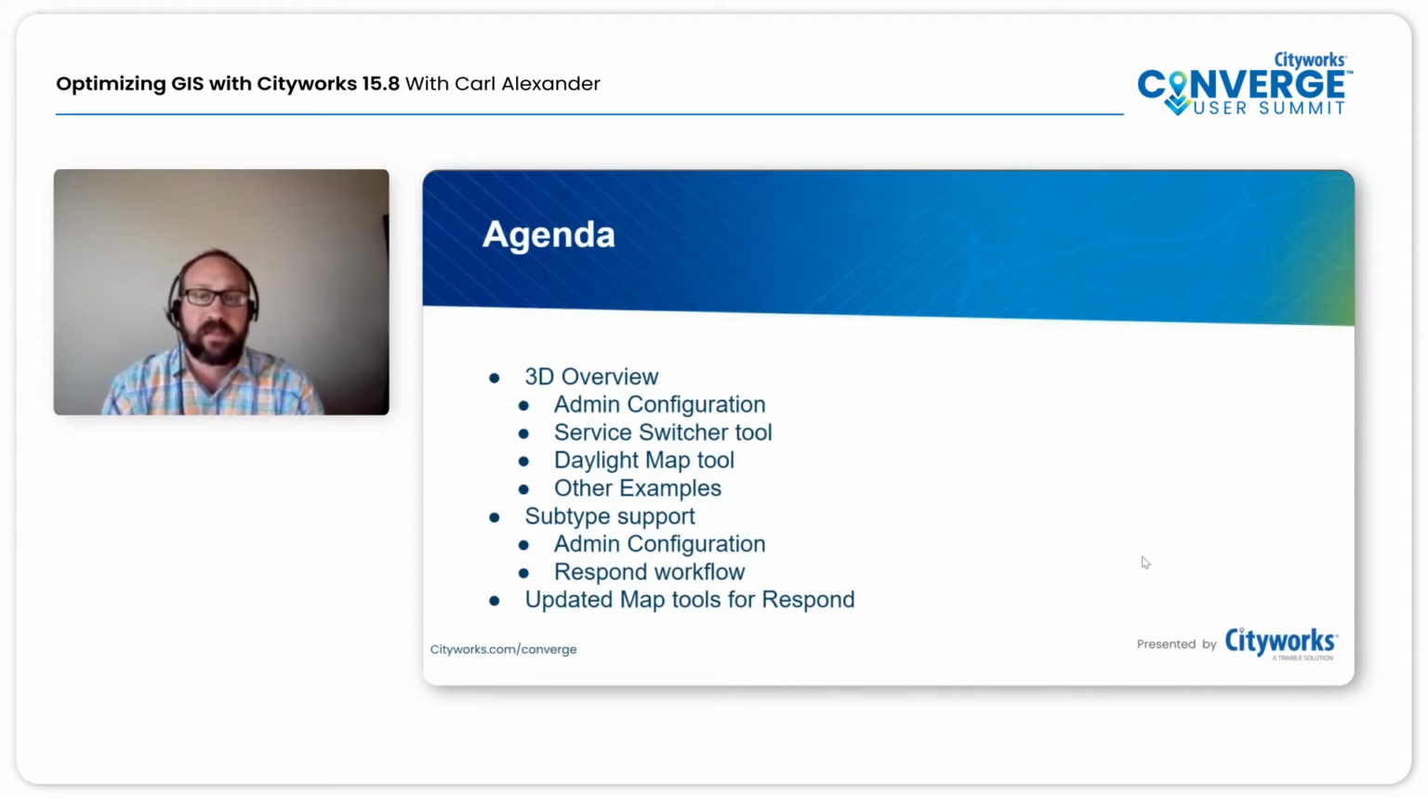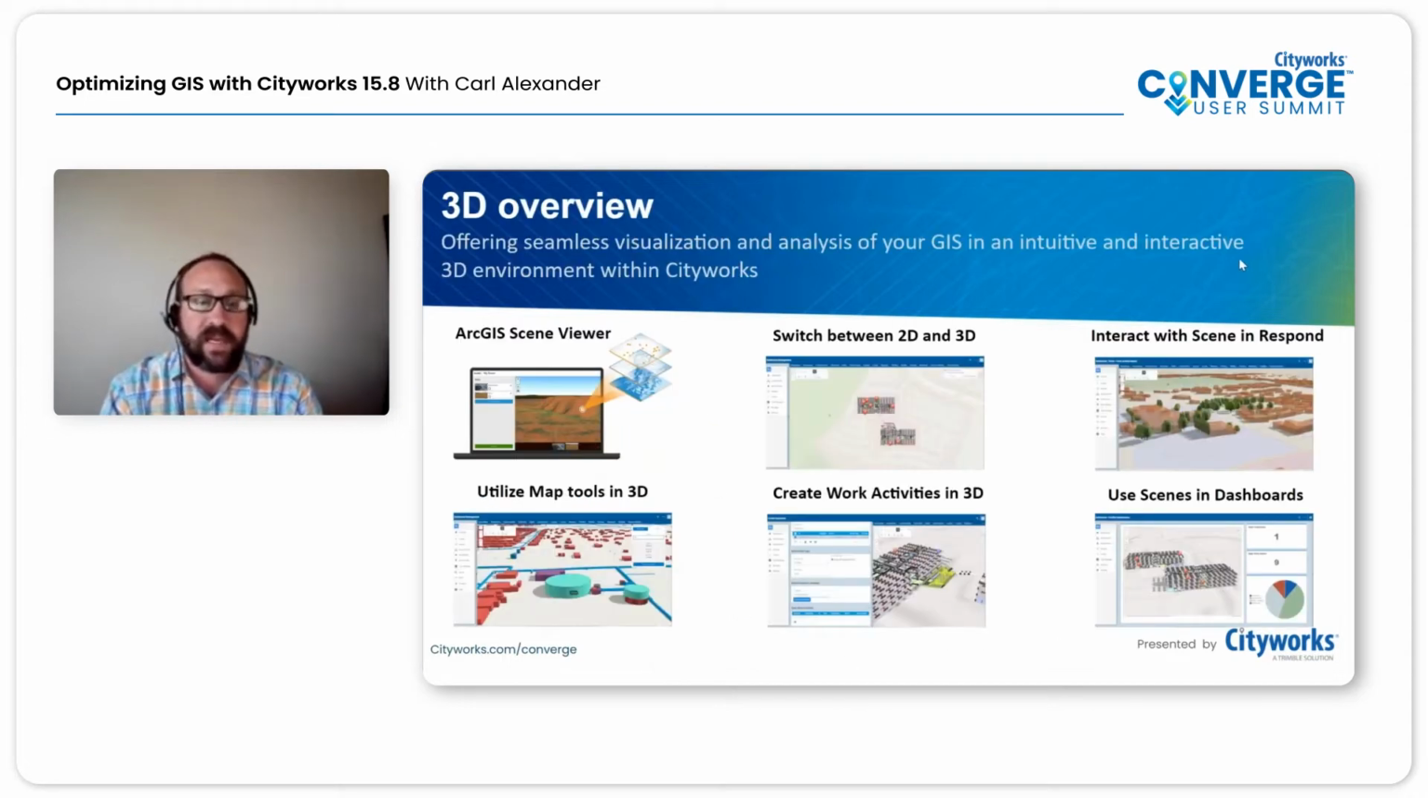A couple of things that we have really focused on over the past year has been 3D. I'm going to spend a few minutes talking about 3D configuration, some of the widgets that we have available, support for subtypes as it relates to the utility network, but also subtypes in general. If you aren't a utility, you can still take advantage of that. Then I'll wrap up with some of the new widgets, tools, and functionalities that we have available in the map.